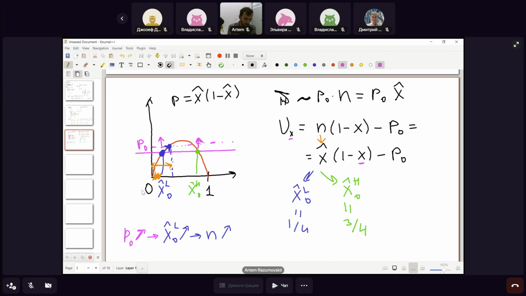So for the left one, we already see that if you increase the price, the number of consumers goes up. Here we increase the price, and the number of consumers goes down, right? Because we are moving to the left side. So then we have two forces which move our profit in different directions. So we have different direction forces. So then the next question, what will be if I decrease the price?